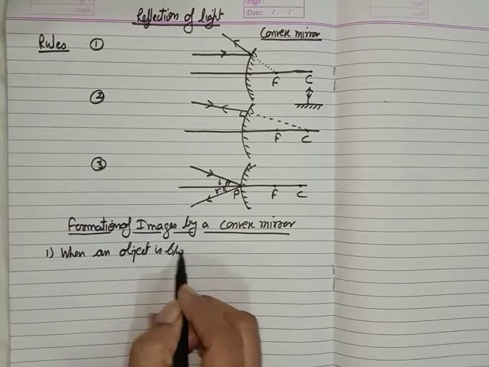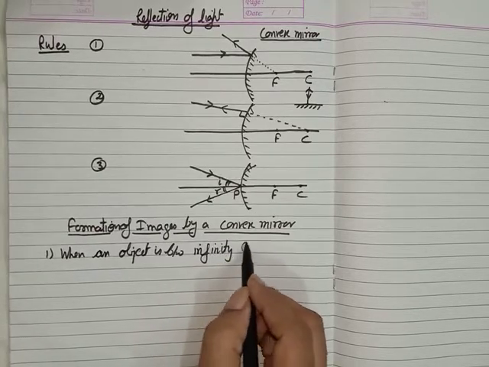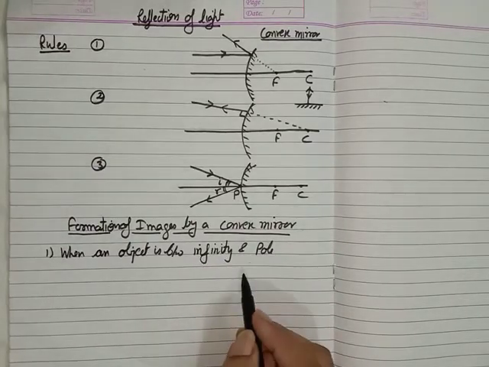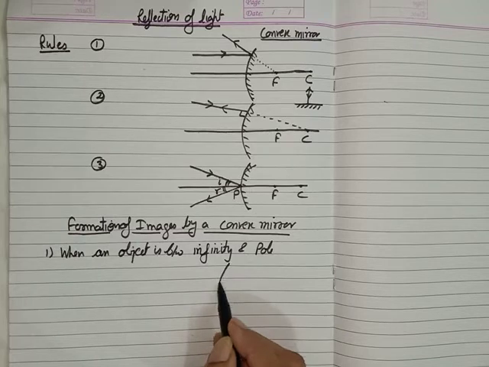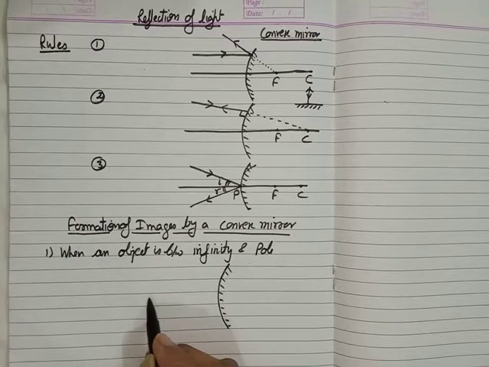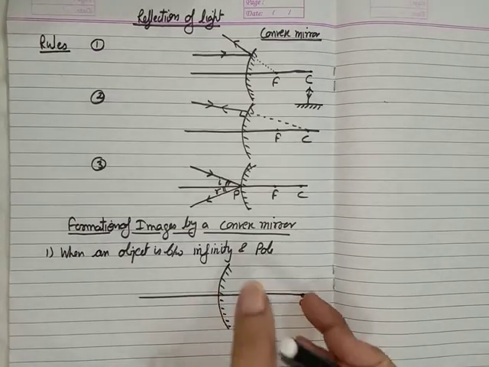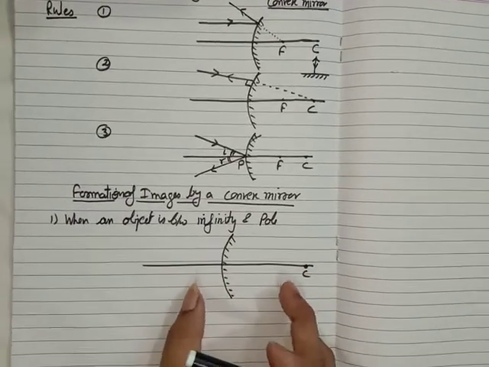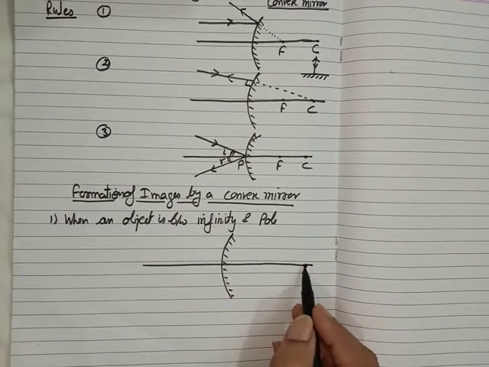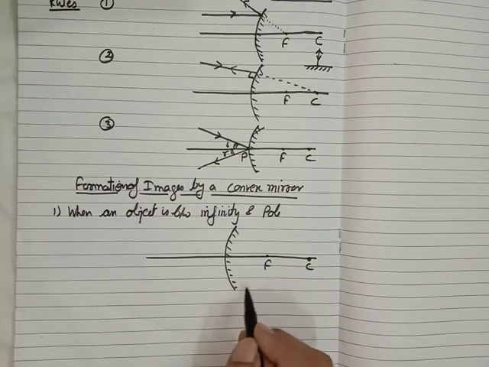when an object is between infinity and pole. Okay, this is the position of the object. Again I am telling you, you can use the compass for making this mirror. It will be really much better for you. So this is the center of the mirror. If you are using the compass, this is the center of the curve. So this is the center of curvature, and the mid value will be the principal focus.